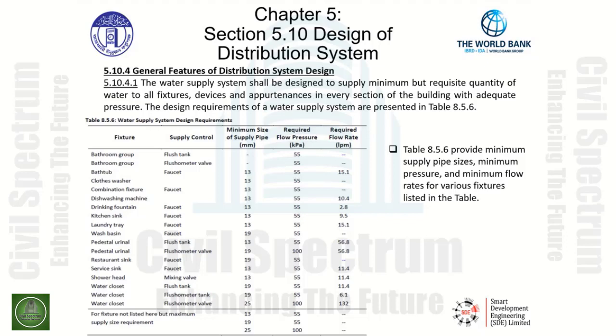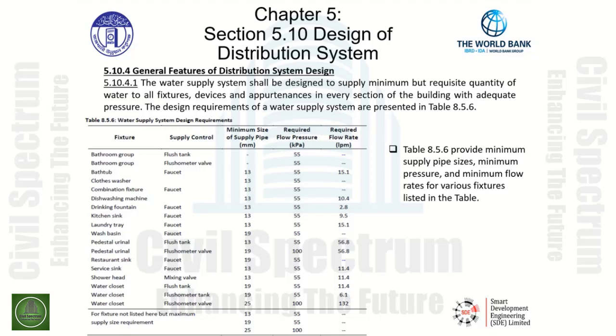Table 8.5.6 is titled Water Supply System Design Requirements. In the first column, the type of fixture is indicated. We have bathroom groups, bathtub, clothes washer, combination fixture, dishwashing machine, drinking fountain, kitchen sink, laundry tray, all the way down to 3 different types of water closets.